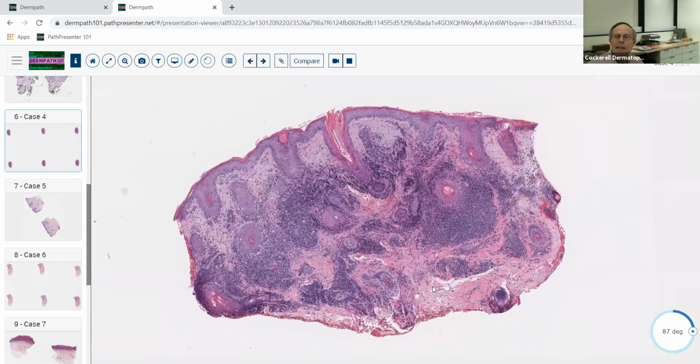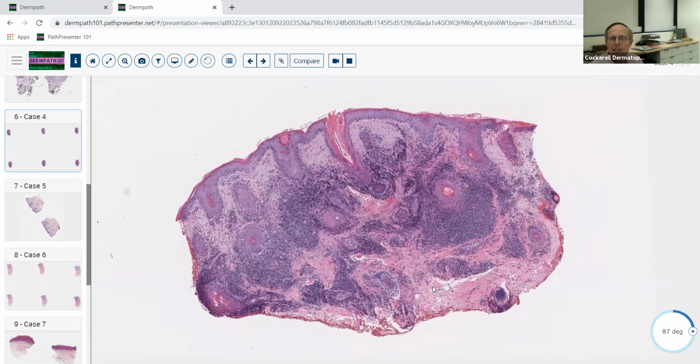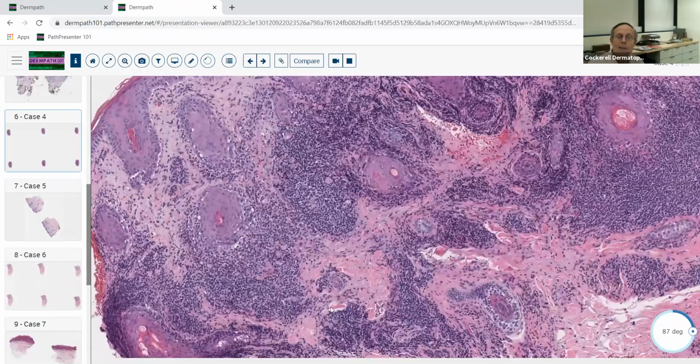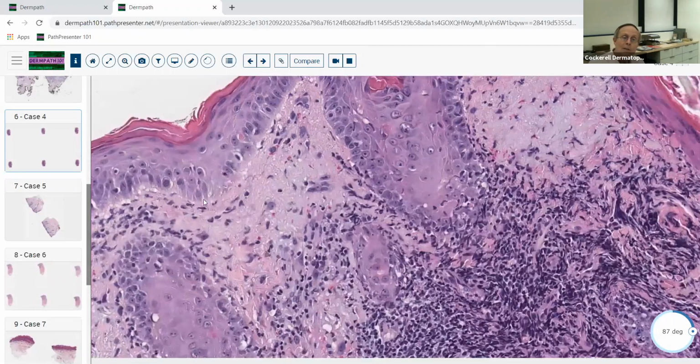So notice we've got a fairly dense lymphocytic infiltrate. And notice where these lymphocytes are located. There's a lot of follicles here, and it's centered around the follicles and also around blood vessels. So this is a perifollicular and also a perivascular infiltrate of lymphocytes. And we're talking today about interface dermatitis, vacuolar. So let's take a look at the interface here and start looking.